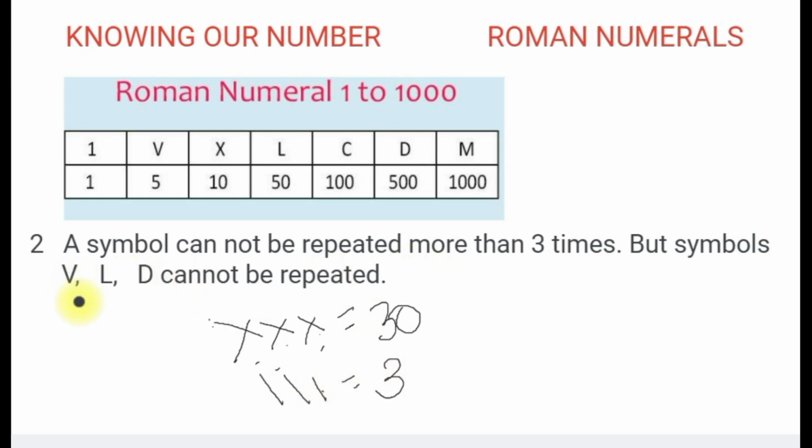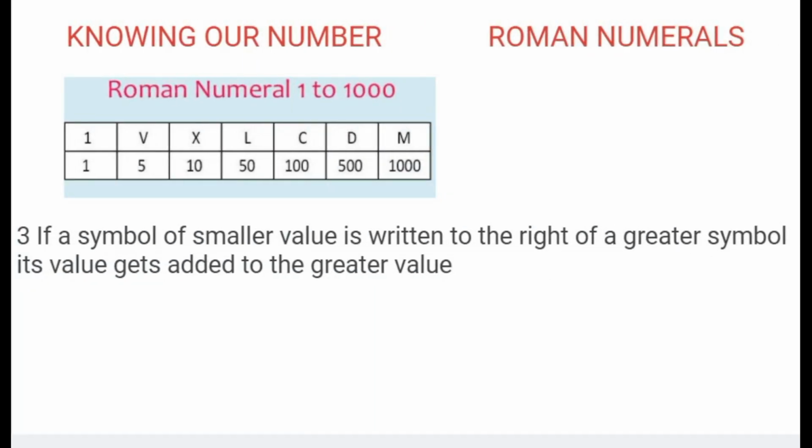But the symbols that represent 5, 50 and 500, V, L, D, cannot be repeated. We cannot write 10 as VV. No, this is wrong. If we have to write down 10, we simply write X. So the symbols of 5, 50 and 500, V, L, D, cannot be repeated, right? Let us proceed to the next rule. Hope you are getting it. We will practice more after getting familiar with all the rules.